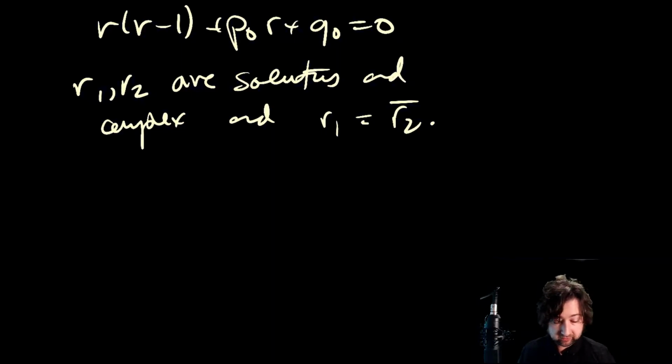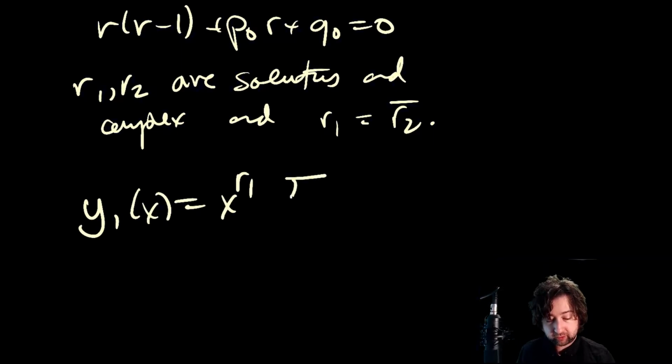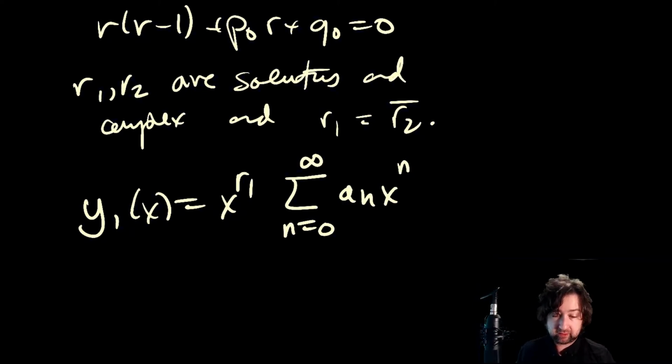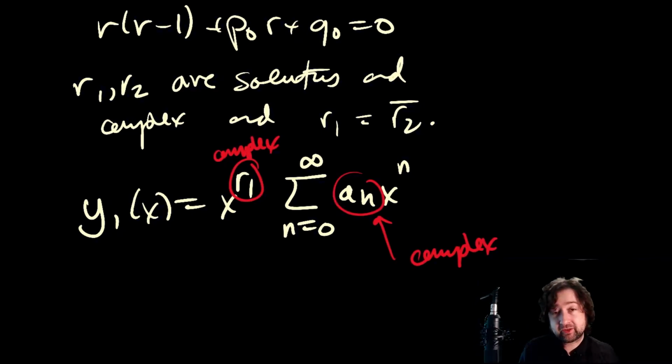We can assume the solution has the form y1 of x is equal to x to the r1 times the sum from n equals 0 to infinity of a n x to the n. But now, this number is complex, and so are the a n. So the power of complex numbers in mathematics is that they essentially act the same as the real numbers. But we think of the complex numbers as being two-dimensional. And the reason we think of them that way is because complex numbers have a real part and an imaginary part, and the real part and the imaginary part are both real numbers.